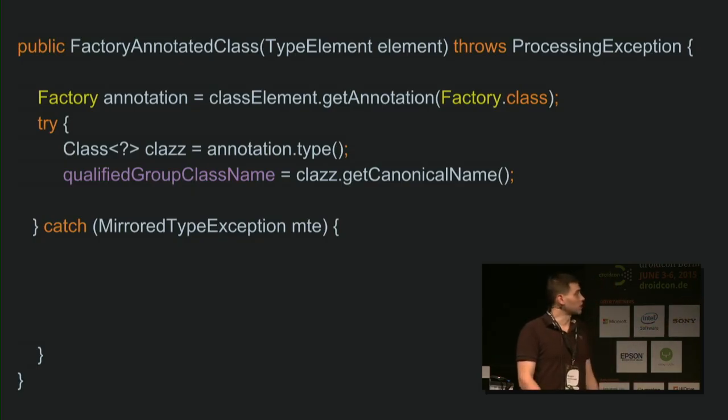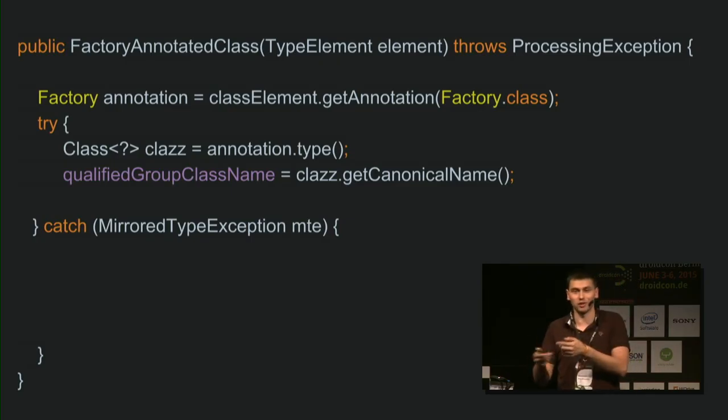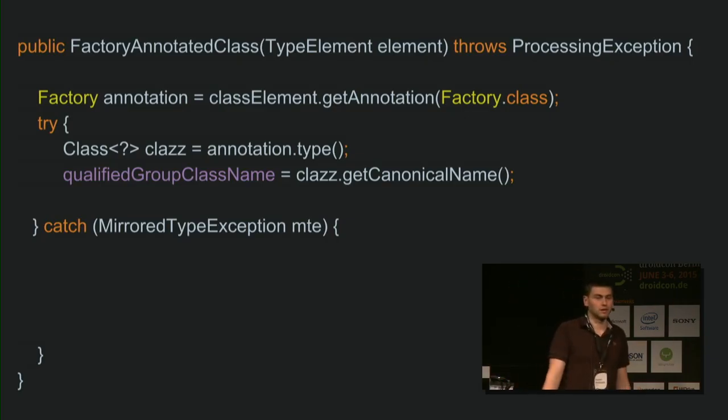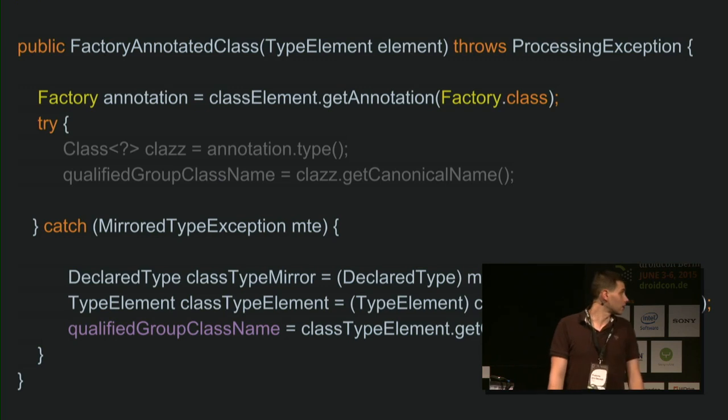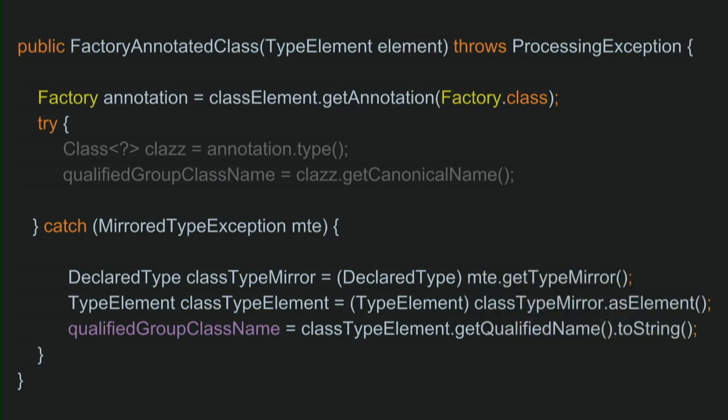But what if meal.class is specified in our source set that we are going to compile after the annotation processor is run? We can't access meal.class right now because it hasn't been compiled yet. So in that case, a MirroredTypeException gets thrown. And luckily, this exception contains a type mirror, and from the type mirror we can get the type element, and from the type element we can get the fully qualified class name.